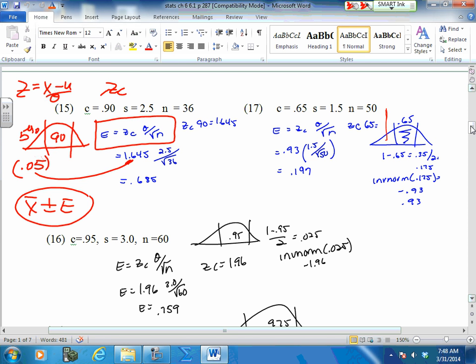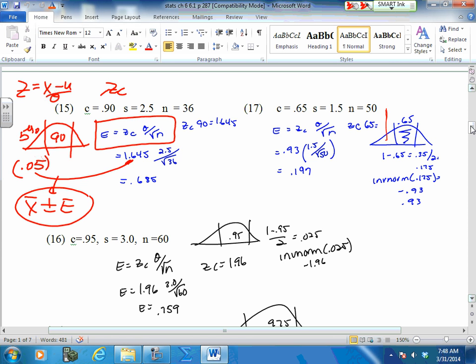Now, keep it positive because your margin of error should be positive. However, when we put it in your plus or minus, it's going to work itself out anyway. We're going to take the opposite of it anyway. We're going to subtract it from your sample mean and add it to your sample mean.